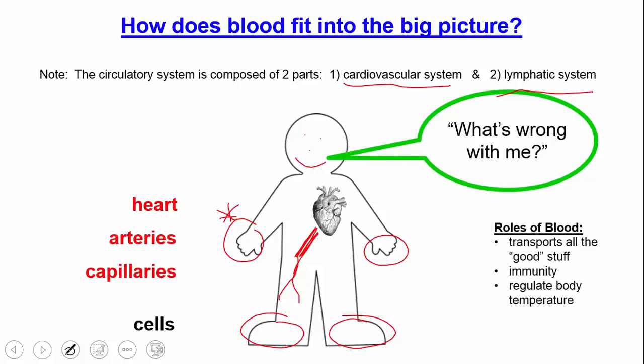What are the roles of blood? Well, a few different roles. Number one is they transport all the good stuff. You might say, what are you talking about? What is the good stuff? Well, the good stuff is oxygen, nutrients, antibodies, things of that nature. So hence, blood has a big role in immunity, and blood can also regulate your body temperature.